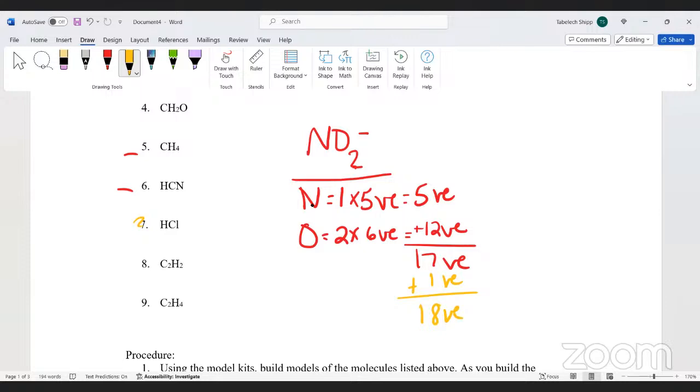Okay? 18 valence electrons. Now, the next thing you're going to do, you can do the bookkeeping, which means you can just draw them out individually. Like this, I know that nitrogen is going to come in with 5, and then I have 2 oxygens, each coming in with 6. This just lets you see the pre-work before you actually bring the pictures together.